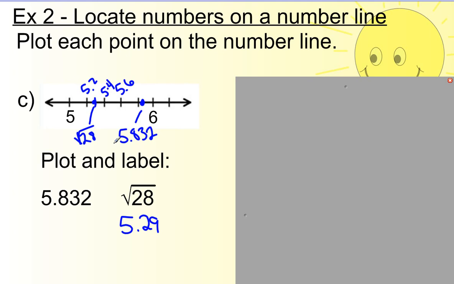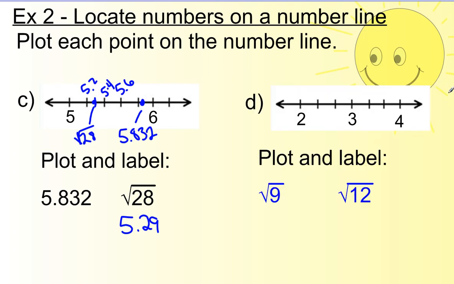So that's what I'm saying. It's estimation. You're just trying to get close. In fact, this 5.832 is probably a little bit too far to the right, but I don't care. It's close. It's ballpark. Go ahead. Try letter D now. So you have the square root of 9 and the square root of 12. Pause the video, do the problems, take your time. When you're ready to continue and check over the problems, hit play, and we'll go through them together.